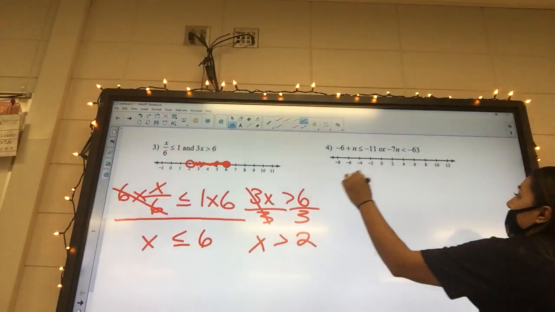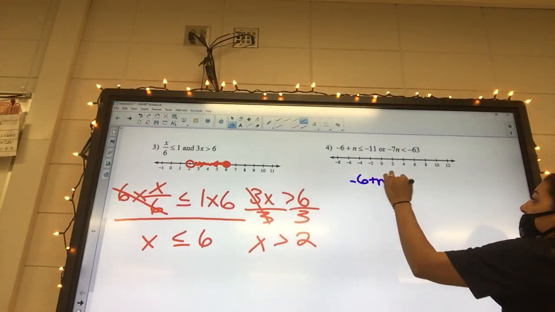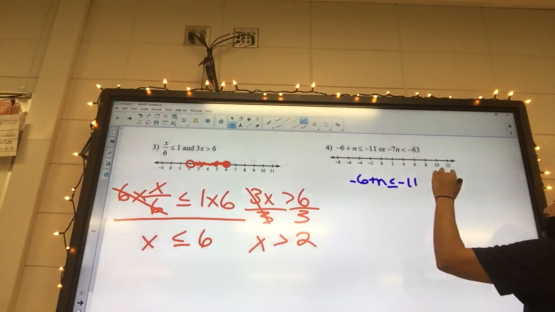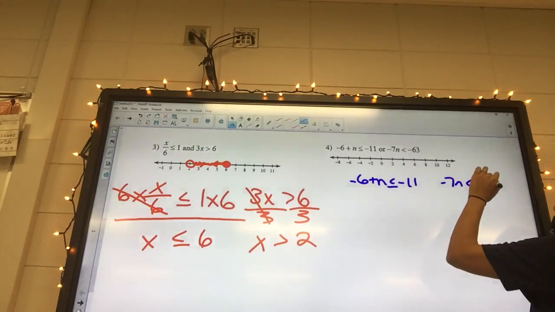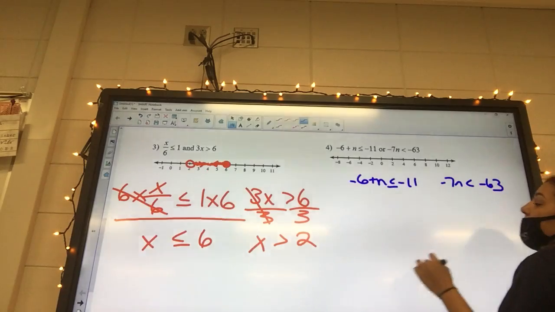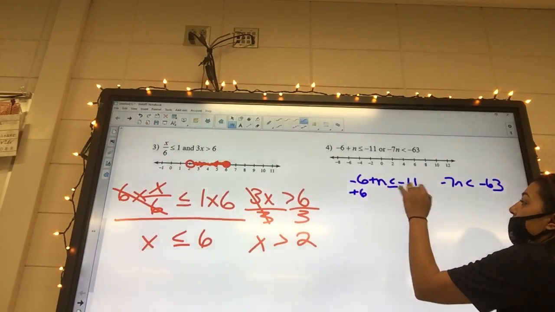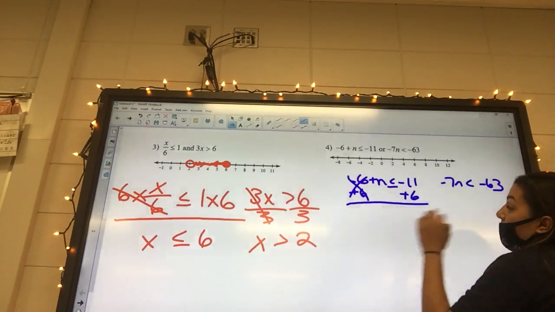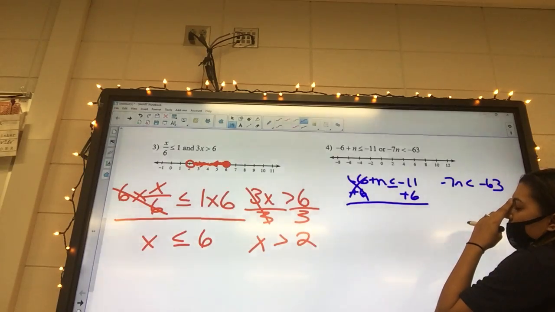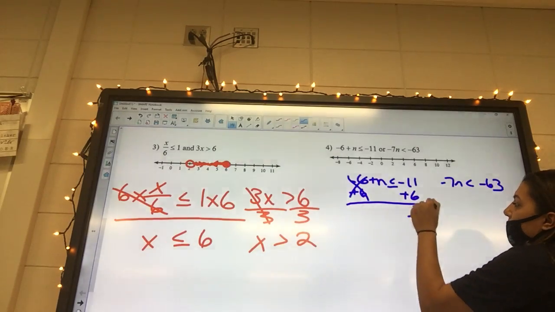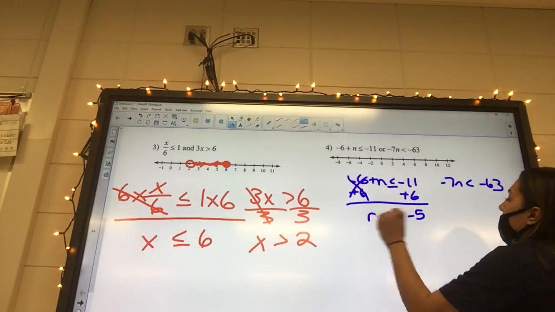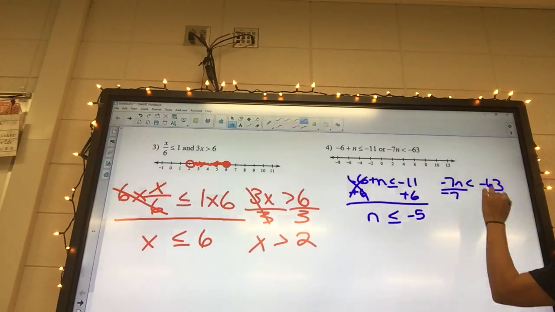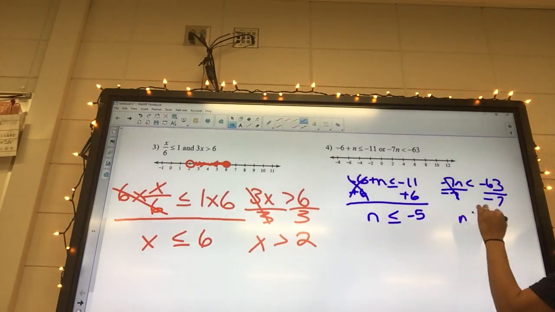Okay, so I got -6 plus n is less than or equal to 11, or -7n is less than -63. Okay, so I'm going to say plus 6 plus 6. Is it 7? No, 7's 13. -5. And this one I need to divide by -7. Make sure that you flipped.